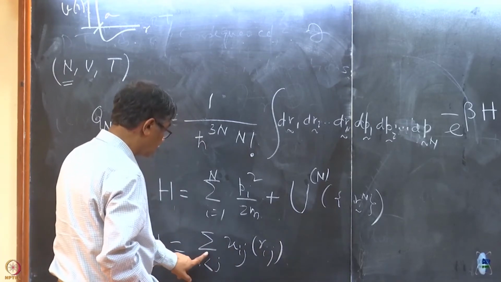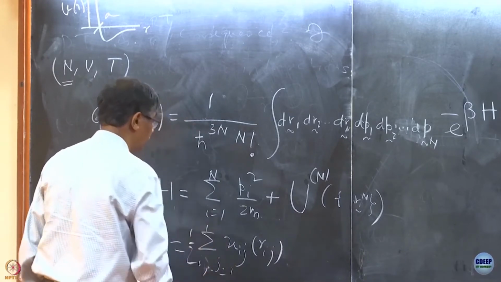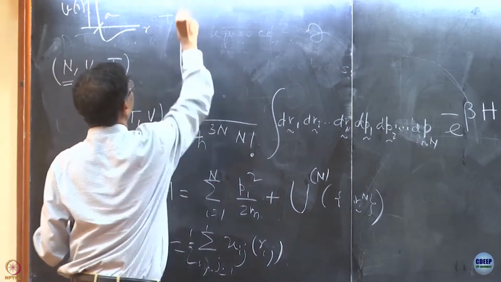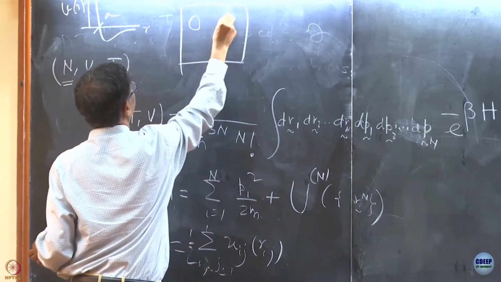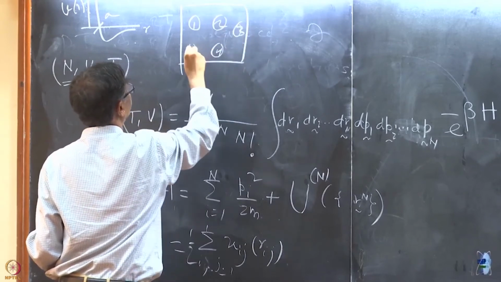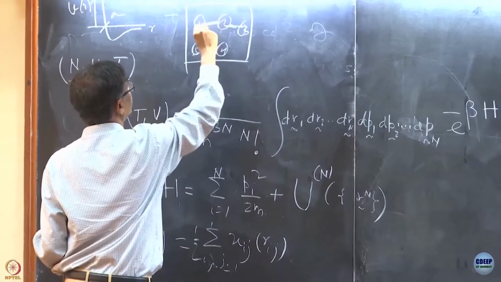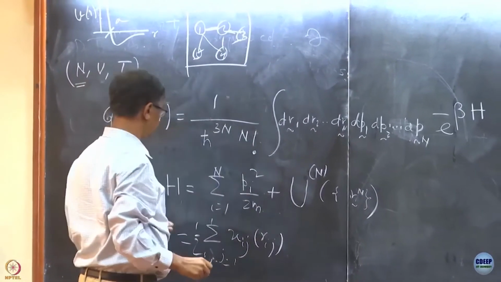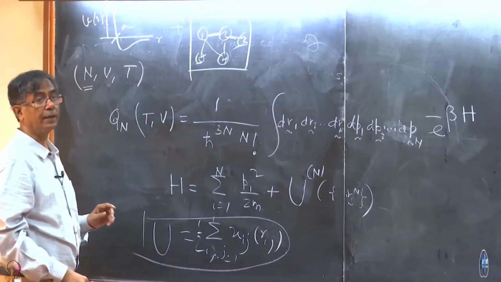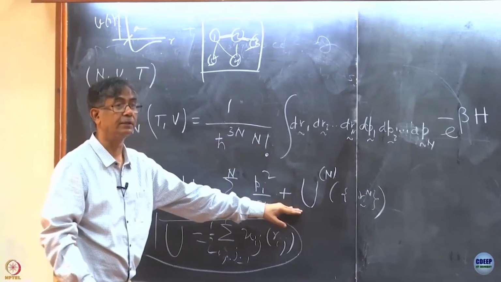Or you can put i and j both from 1 to N. If you do that, you have to put a half to avoid double counting. So basically this is my system of N particles: 1, 2, 3, 4, 5, and I have interaction between 1 and 2, 2 and 3, 1 and 3, 1 and 4, all these interactions. So this U is the sum of all the interactions. Okay. The kinetic energy and potential energy.